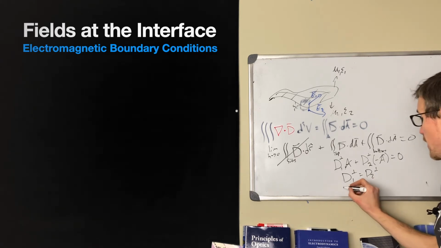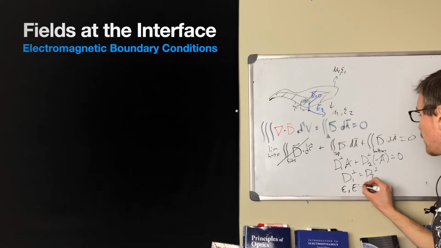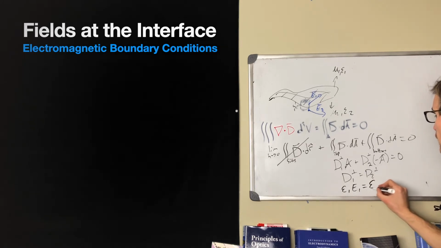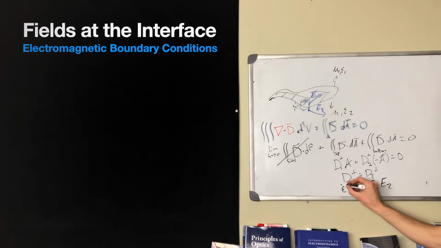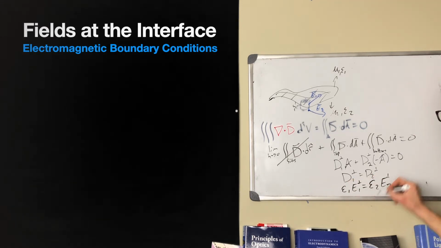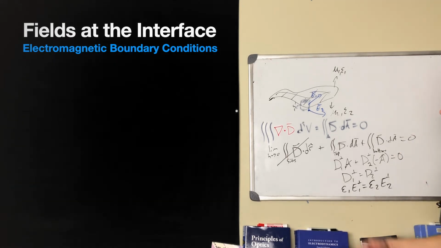And using our relation between epsilon and E, we have epsilon 1 E1 is equal to epsilon 2 E2, perp. So we have a relation between the perpendicular components of the electric field directly above and below the surface.